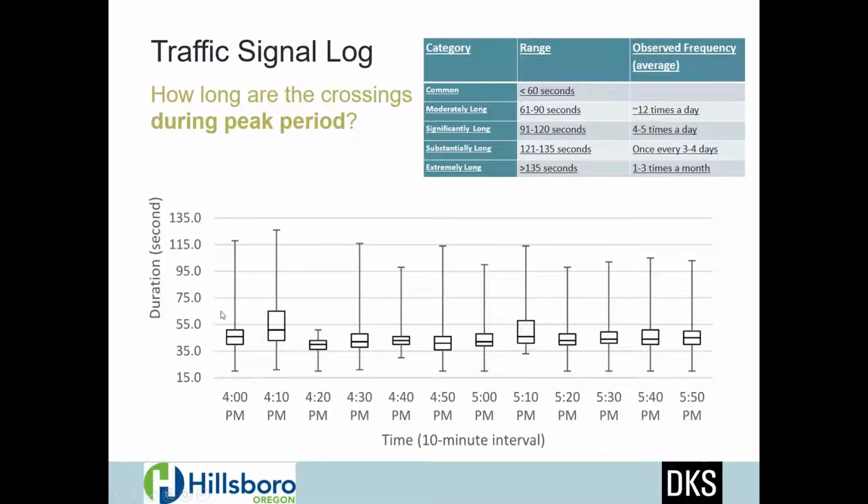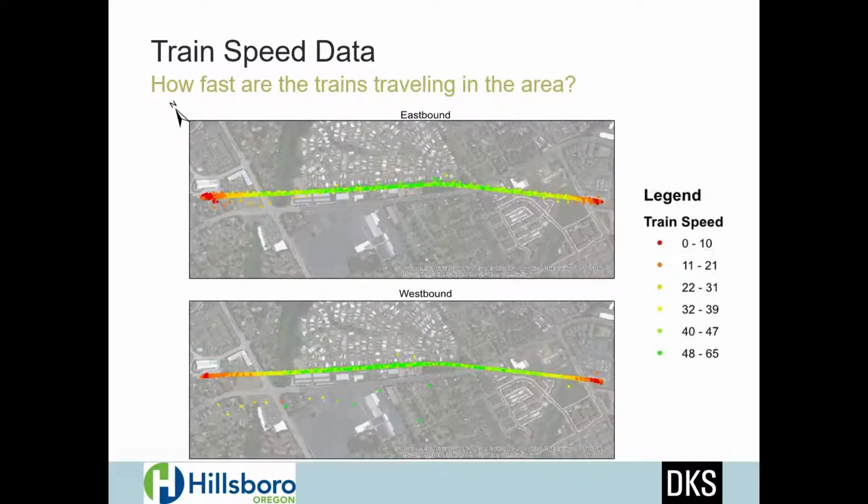Looking at these box and whisker plots, we can see that the average is right about 45 seconds for an average crossing event. But you can see these outliers, these 95th percentile crossings, pushing 2 minutes in time. And that's a lot of time to shut down a major arterial with that kind of volume. We can see these long events, longer than 2 minutes, occur roughly every 3 to 4 days. And that's pretty consistent with what we were seeing for the duration of the super queue events.